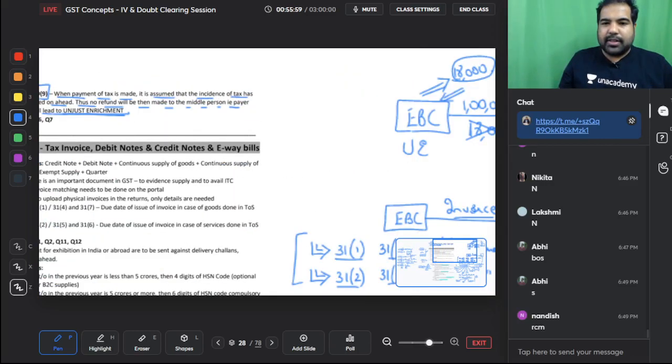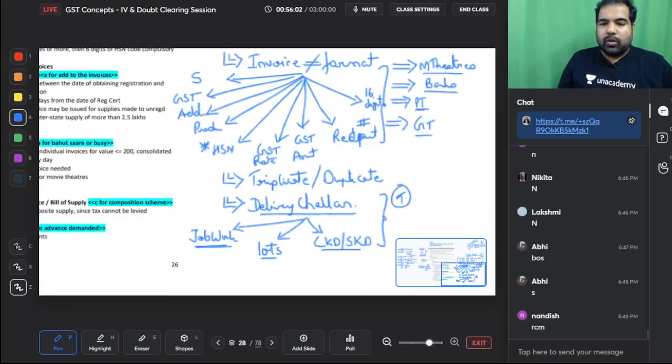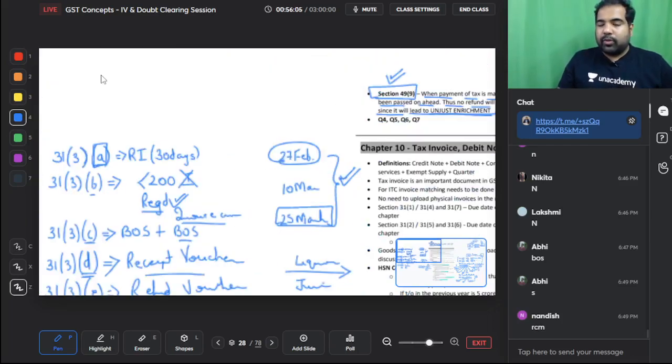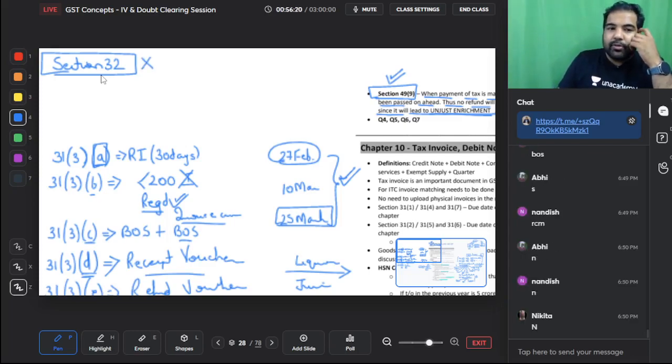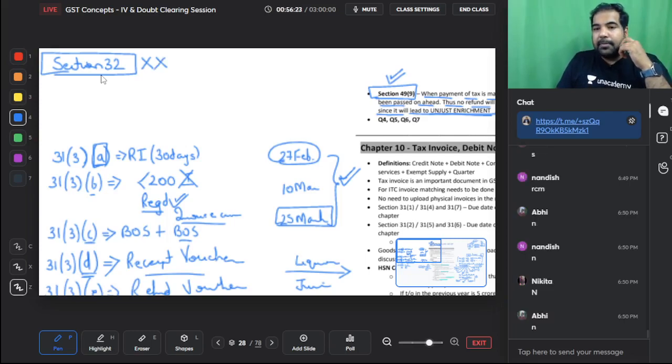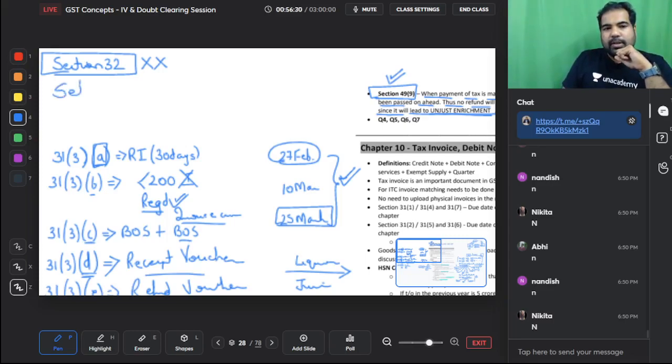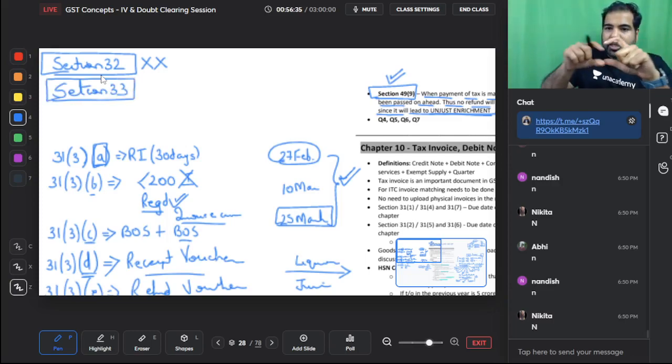Next, very interesting, guys. While you can collect GST, section 32 says that you cannot collect GST if you are not authorized. Example, if you are not registered, can you collect GST, guys? No. And if the supply is exempt or non-taxable, can you collect GST? No. That means you cannot lie. You cannot collect GST under section 32. They say that if you are not authorized, you cannot collect GST. Simple. And section 33 says that the GST rate and the GST amount have to be separately indicated.